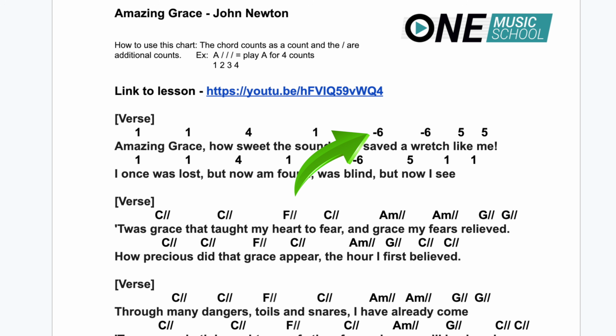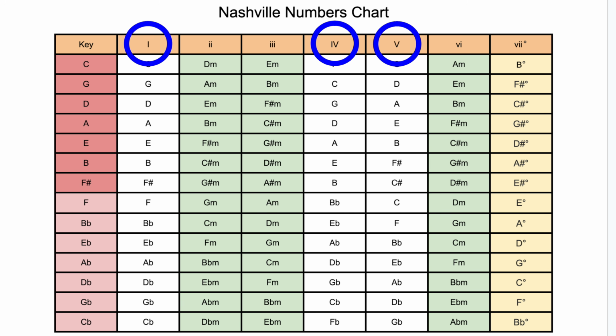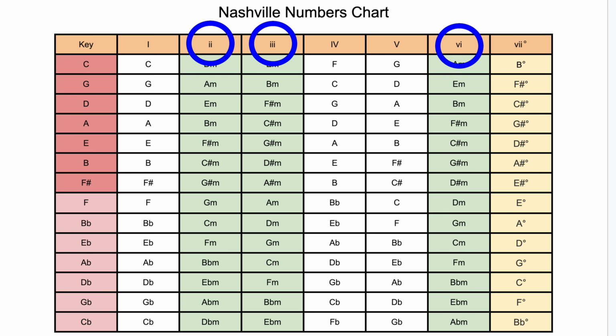My church uses charts that indicate the minor by using a minus sign, and it's a major if it's just by itself. You'll also see Roman numerals sometimes. If it's capitalized, so to speak, it means that it's a major chord, and if it's lowercase, it's a minor chord. The diminished chord is indicated by the little circle.